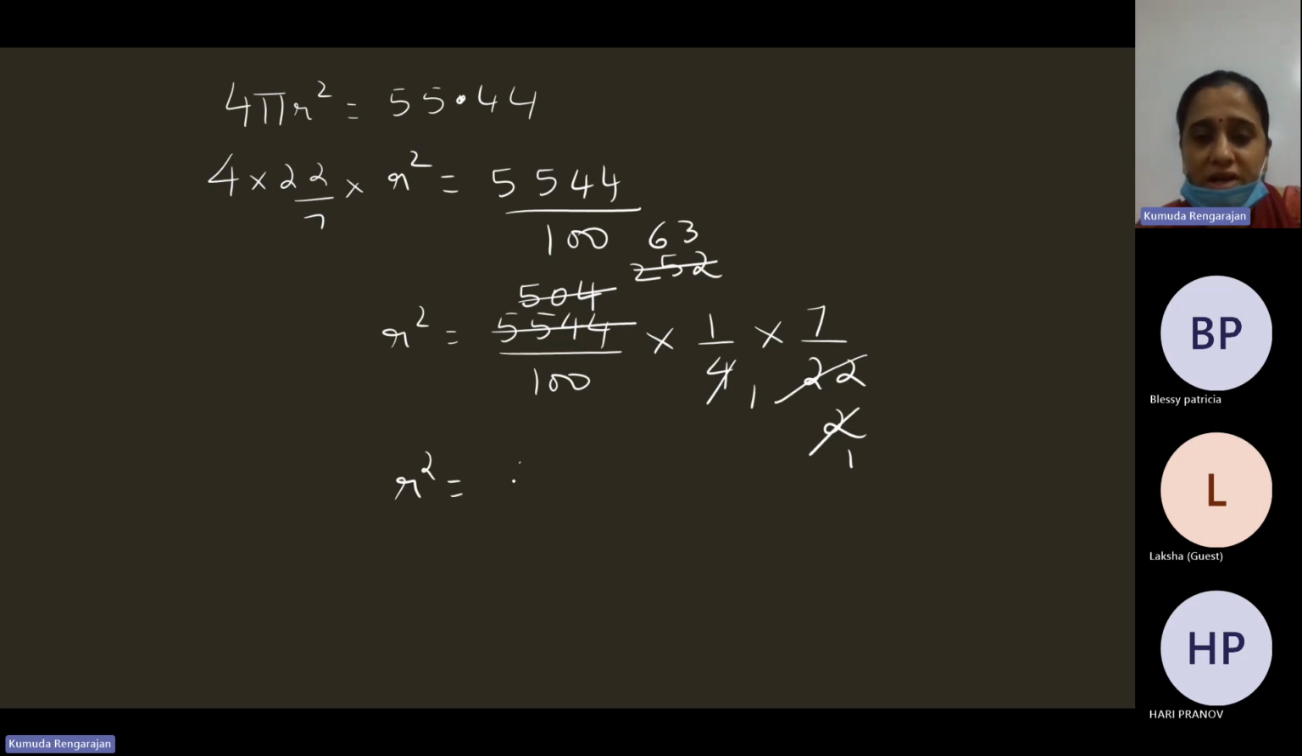So I'm just writing what we are left with. 63 into 7 by 100. We are left with this one. Now, after this, what should you do? So again, we have learned this chapter, squares and square roots, last year. So you should not multiply.